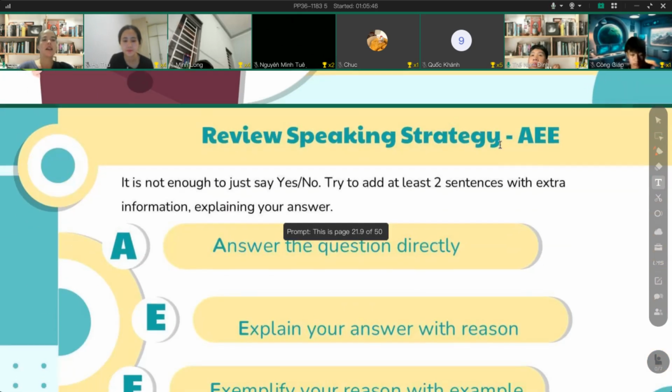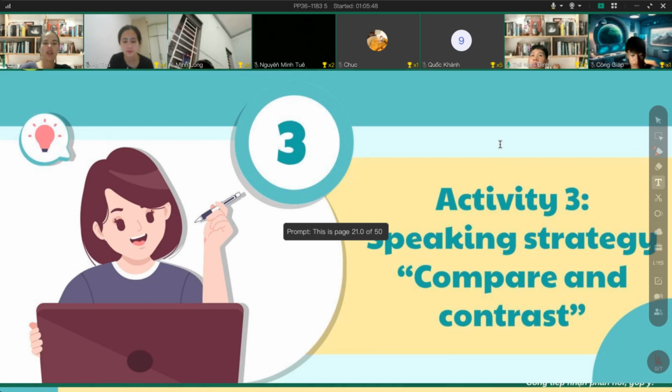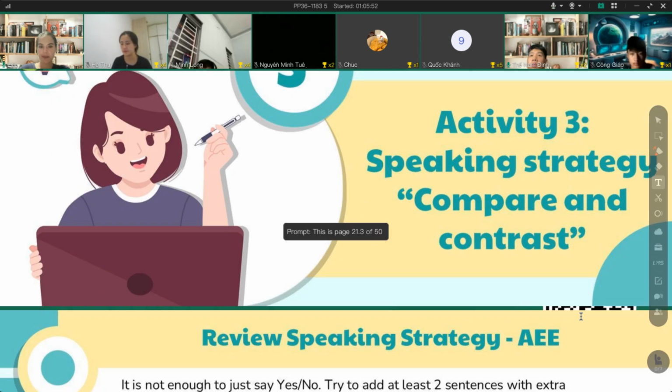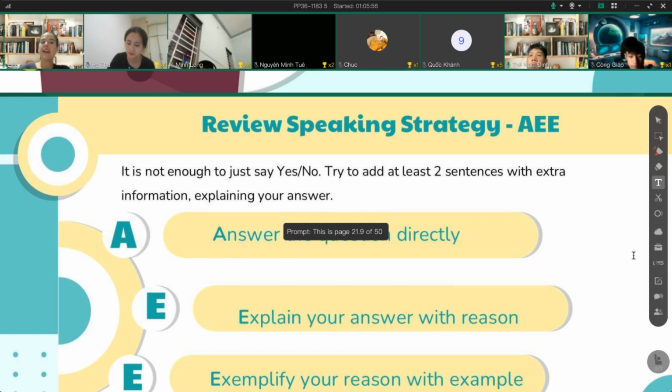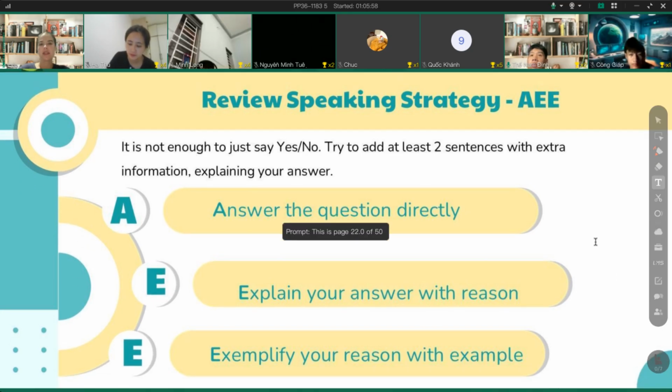Let's have a look at activity 3, speaking strategy, compare and contrast. Review speaking strategy AEE. Remember we did this last time and the lesson before that. It is not enough just to say yes and no. Try to add at least 2 sentences.